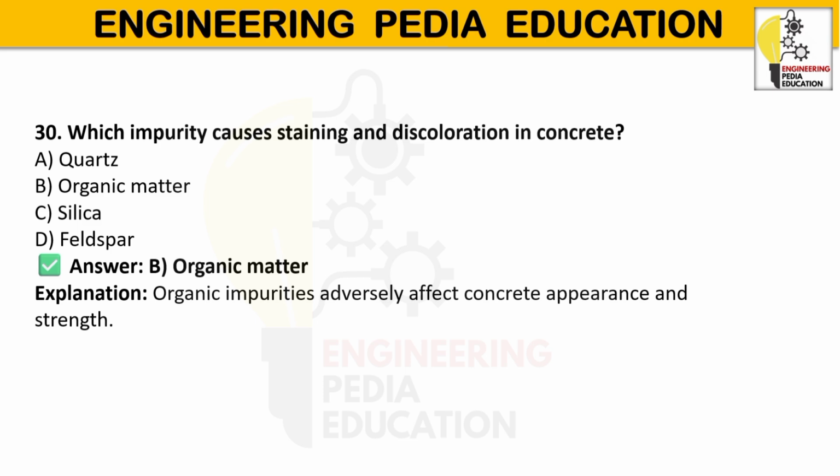Discoloration occurs due to the presence of organic matter such as humus and decayed vegetation. Organic impurities react with sodium hydroxide solution, producing a darker color. The darker the color, the higher the organic contamination in the sand.